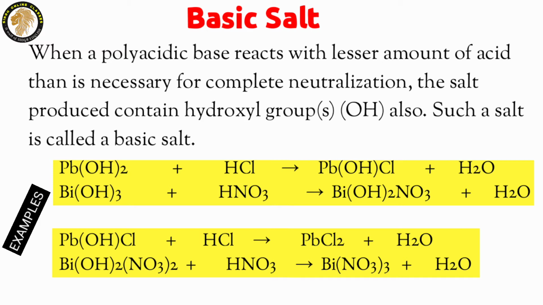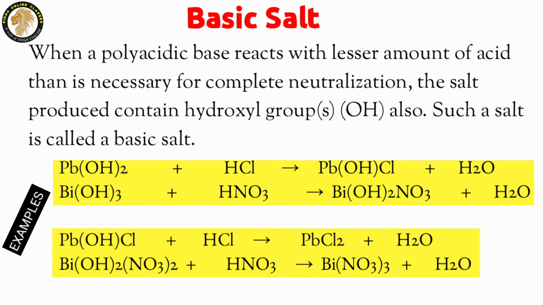Lead hydroxide reacts with hydrochloric acid. As a result, we got lead oxychloride. Here you can see in lead oxychloride, still one OH group is present. That is why it is said to be basic salt. Another example, bismuth hydroxide reacts with nitric acid. As a result, we got bismuth dihydroxynitrate along with a water molecule. Here in case of bismuth dihydroxynitrate, you can see two hydroxyl groups are present. So salts like lead oxychloride and bismuth dihydroxynitrate contain the OH group.